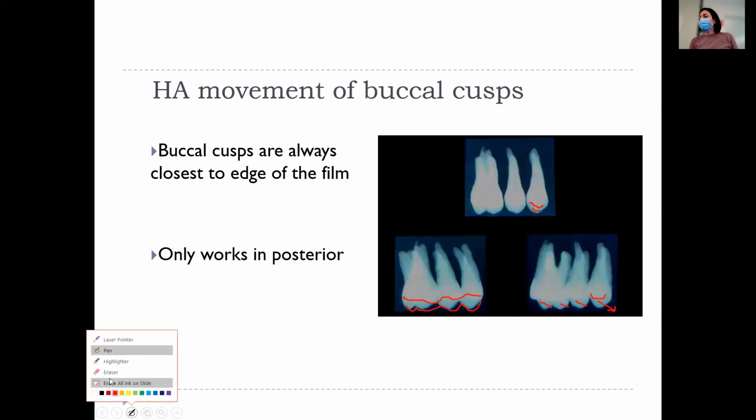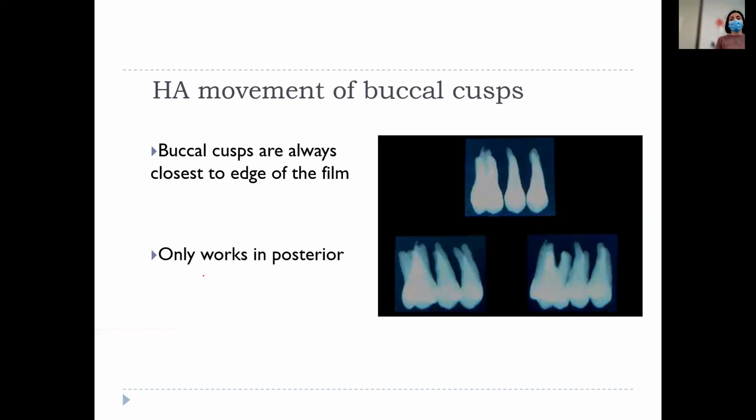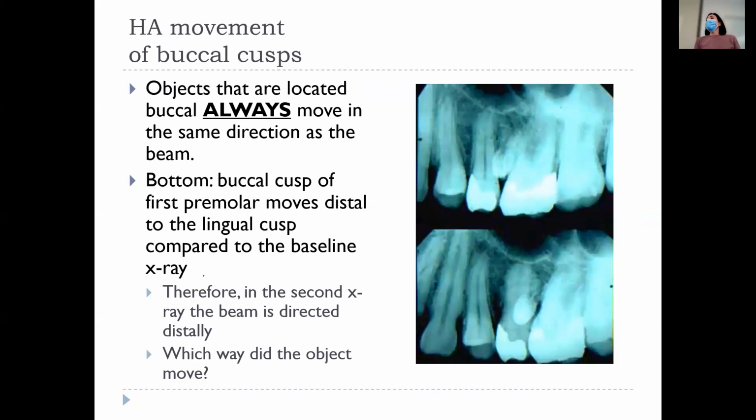Yes, we will look at more. But you can use buccal cusps as a reference. So that's another thing that you can use as a reference. So, horizontal angulation movement of buccal cusps. Here's kind of a live example.